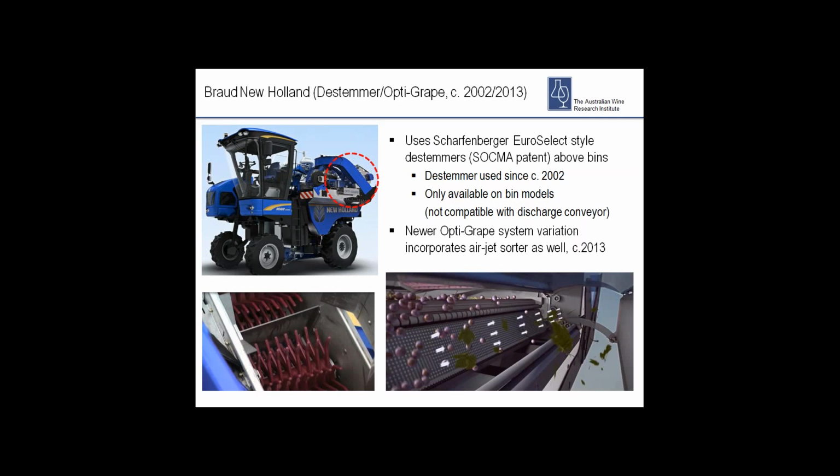More recently, Braud New Holland launched its optical sorting system to complement the destemmer. This employs an air jet to blow away lighter waste materials. In addition to removing vegetal matter, Braud New Holland claimed that it can remove some botrytis-affected grapes. This device is very much aimed at low-yield, high-quality vineyards, and they're still selling the destemmer without the sorting system for use in other vineyards.